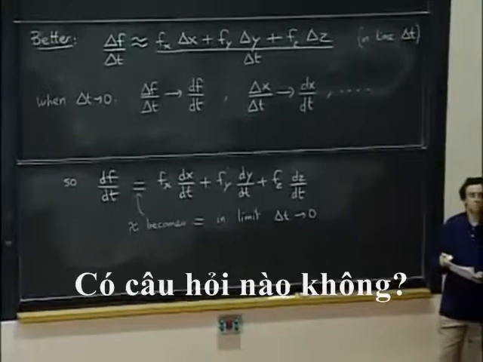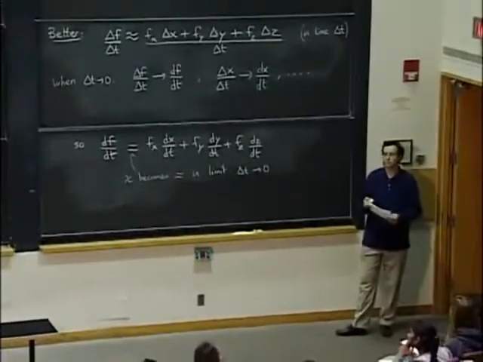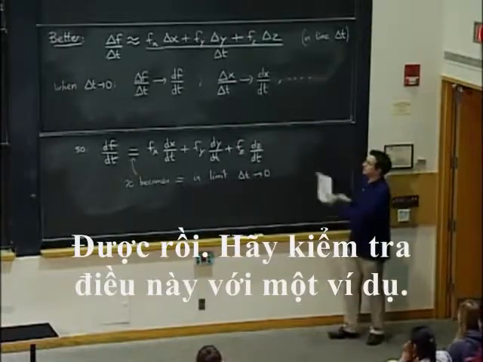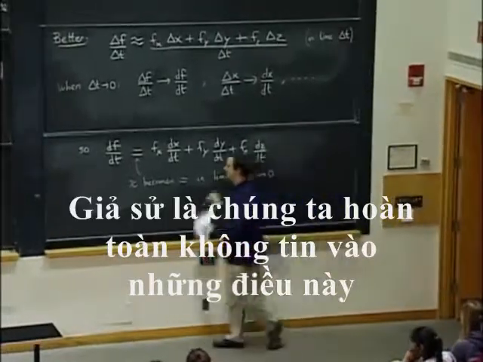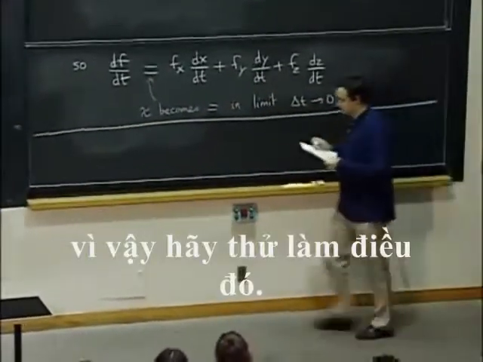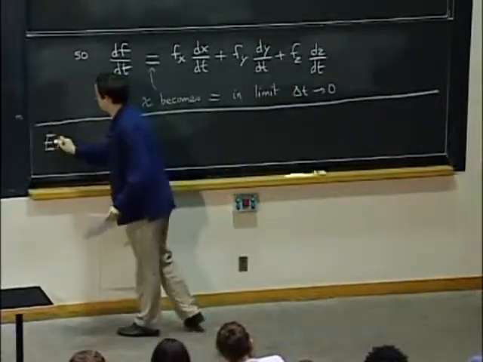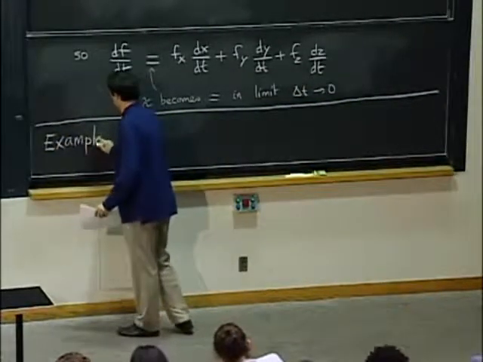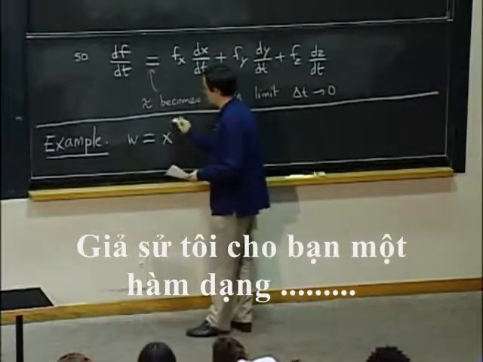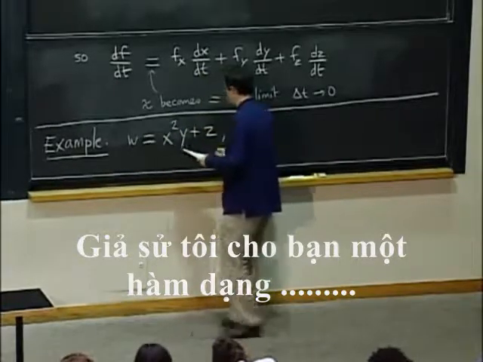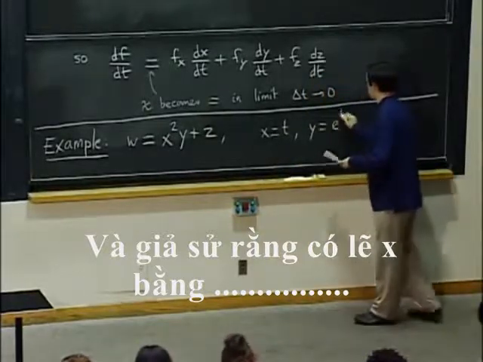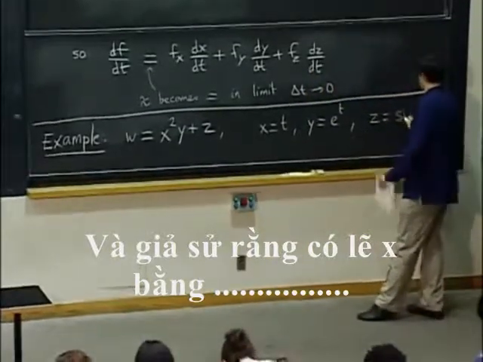Okay, any questions so far? No? Okay, so let's check things on an example. Let's say that we really don't have any faith in these things, and so let's try to do it. Let's say I give you a function w that's x squared y plus z, and let's say that x will be t, y will be e to the t, and z will be sine t.